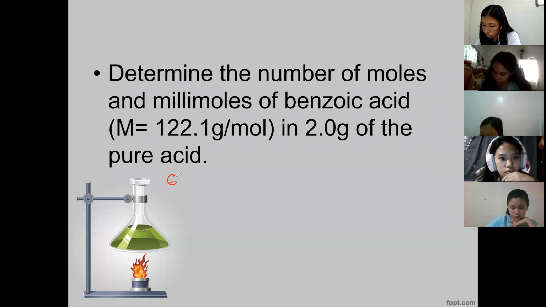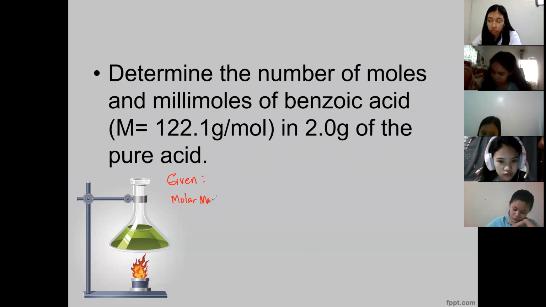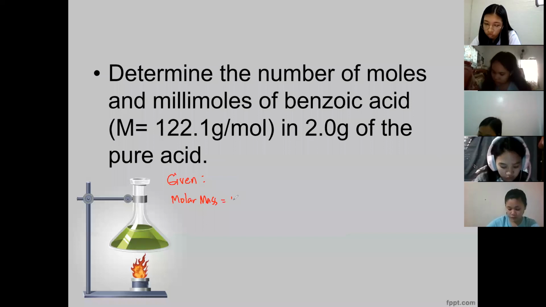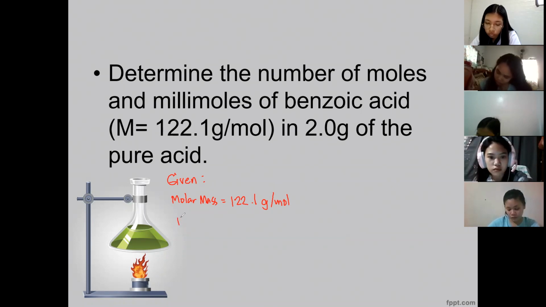When we do problem solving, nagli-list down tayo ng given. So ano yung mga givens natin dito? We have here the molar mass or the molecular weight of benzoic acid, which is 122.1 grams per mole. And then another given here is the mass, the mass mismo ni benzoic acid, which is 2.0 grams.